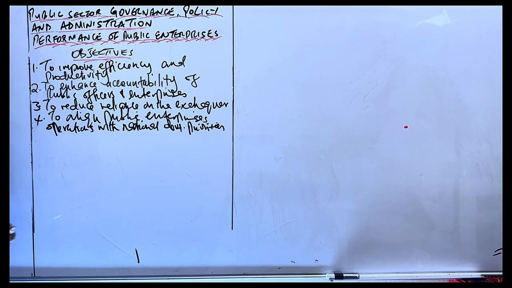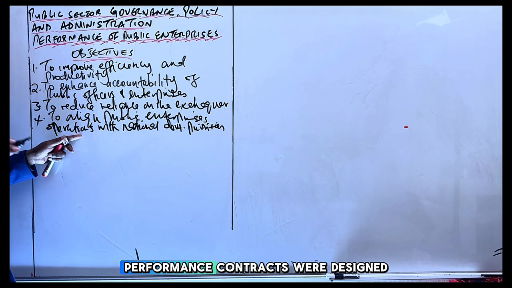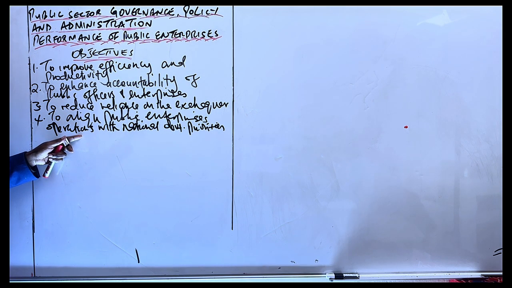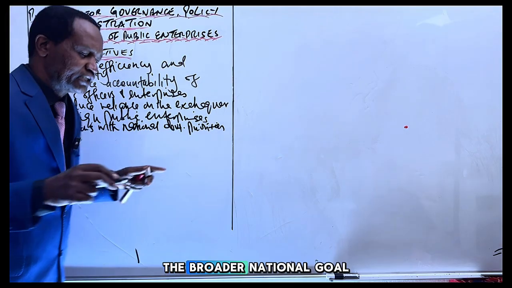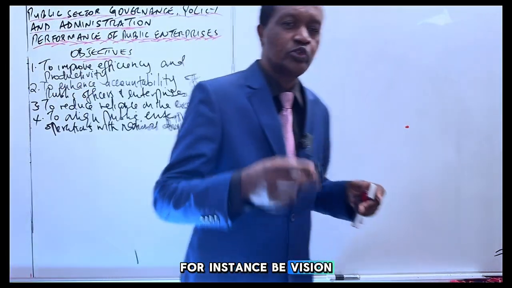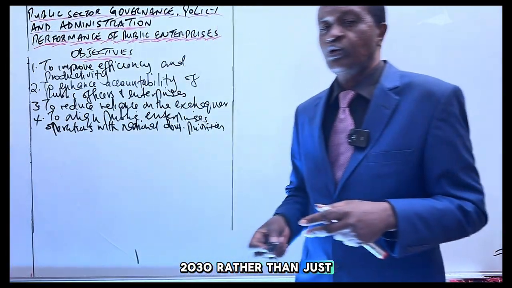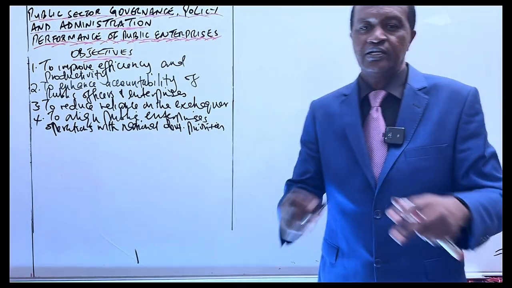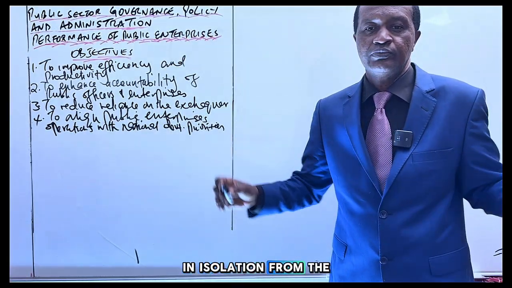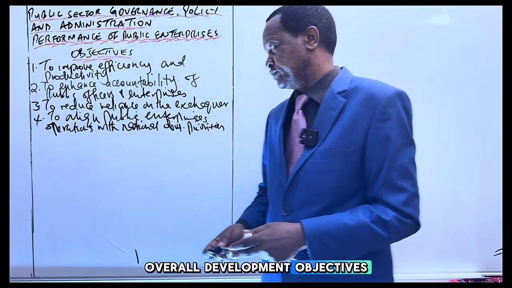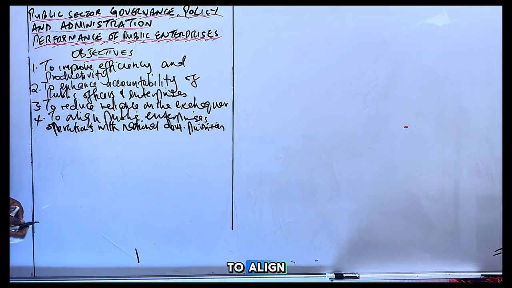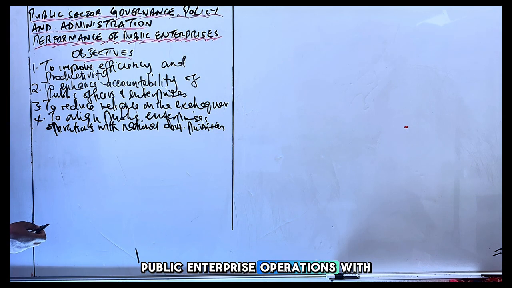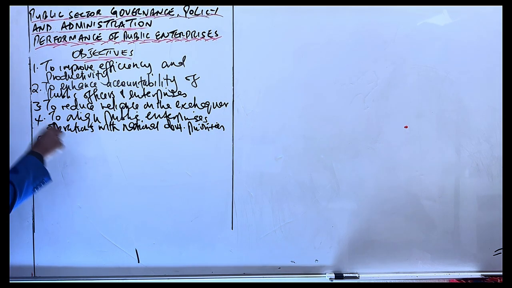Are you following? Yes. Performance contracts were designed to ensure that the individual agencies' targets were directly linked to broader national goals. The broader national goal could, for instance, be Vision 2030, rather than just operating in isolation from the overall development objectives. That is what performance contracting was meant to do, to align public enterprise operations with the national development priorities.